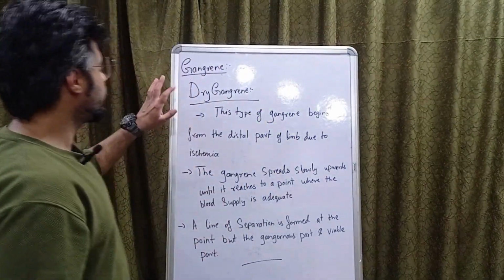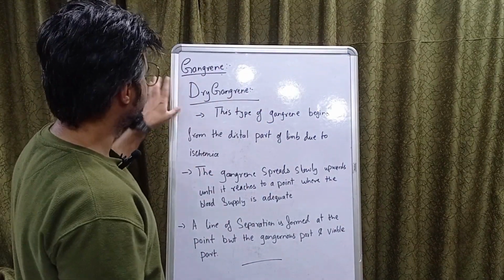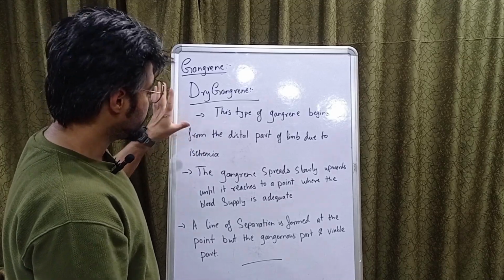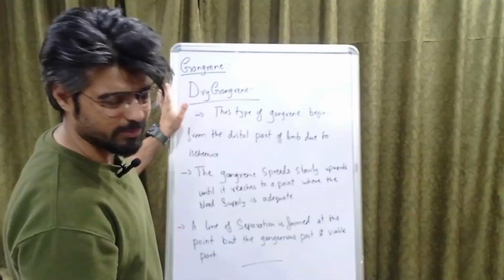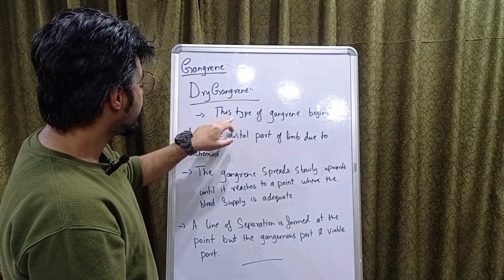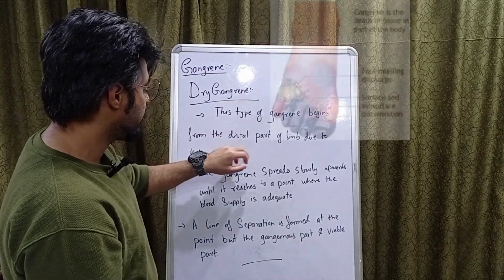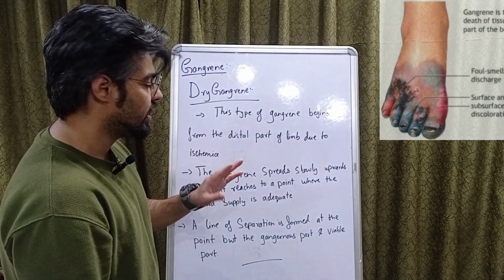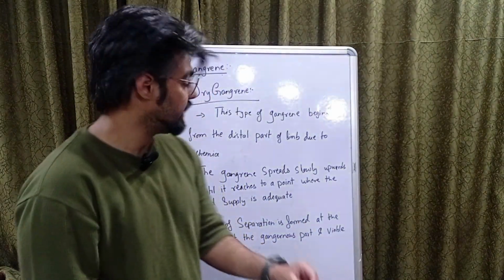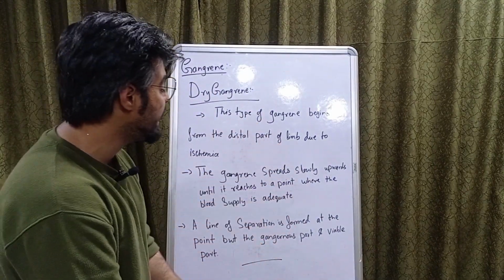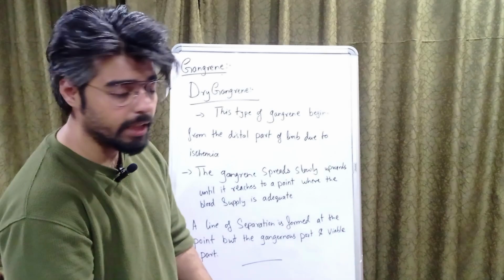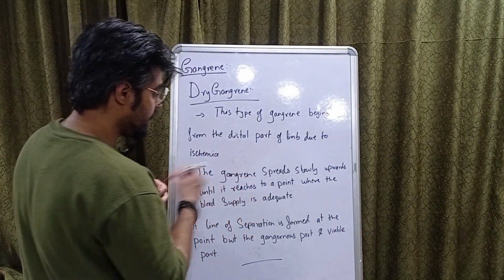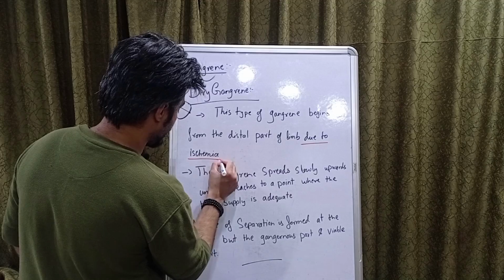So guys, coming to the first type of gangrene, that is dry gangrene. So what is dry gangrene? First of all, it's a type of gangrene. What happens in it? This type of gangrene begins from the distal part of the limb due to ischemia. That means this type of gangrene will start from the lower part of the limb, and it occurs due to ischemia, where ischemia will start.